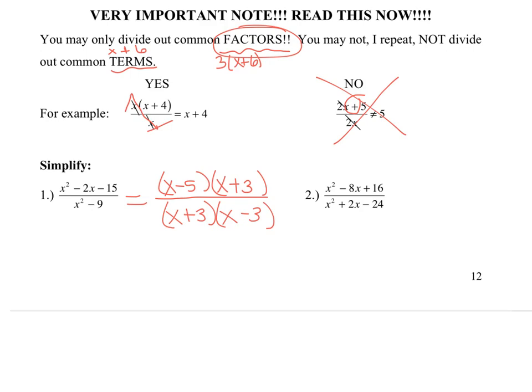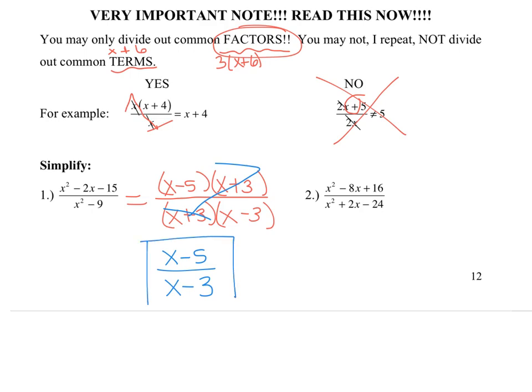So we've now completely factored the numerator and denominator. So we look for common factors that would divide out to equal 1. We have x plus 3 being divided by x plus 3. So that's a common factor. So you divide out the entire x plus 3 with the entire x plus 3 in the bottom. In the numerator, you're left with x minus 5. In the denominator, you're left with x minus 3. You cannot go any further because you don't have any more factors in common.